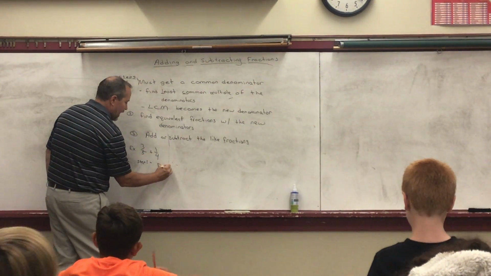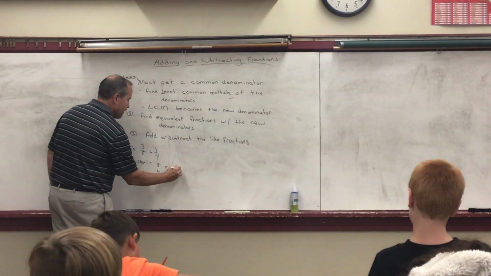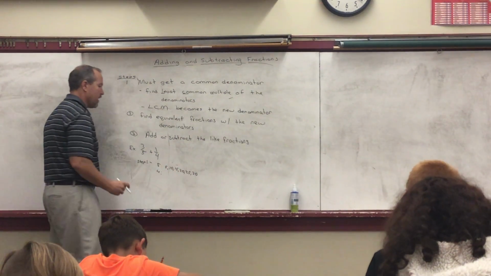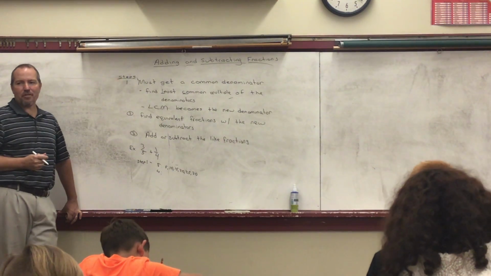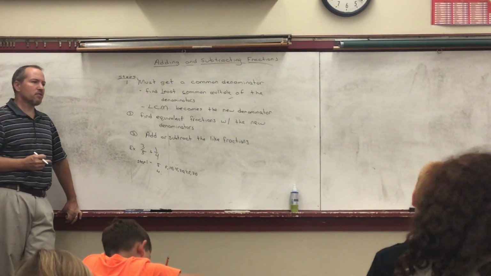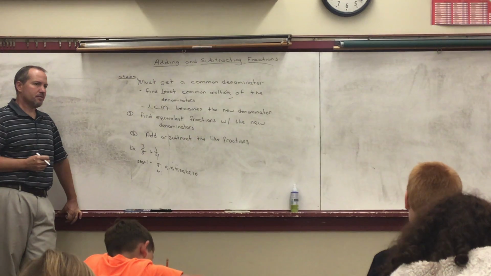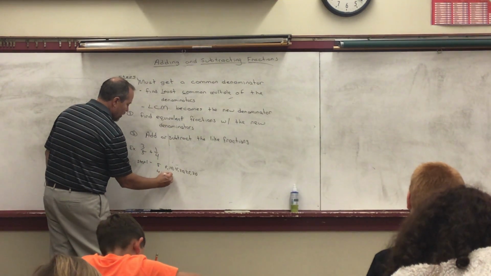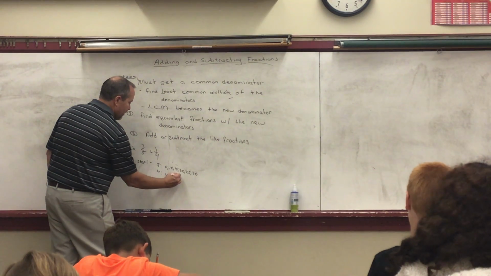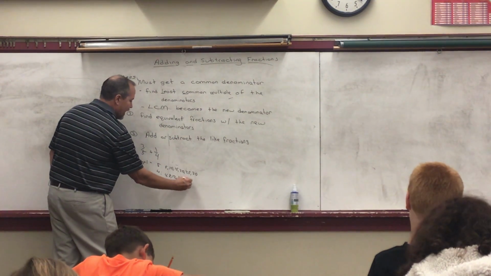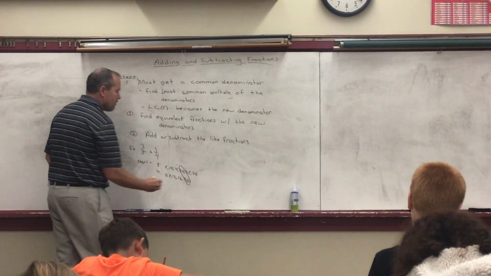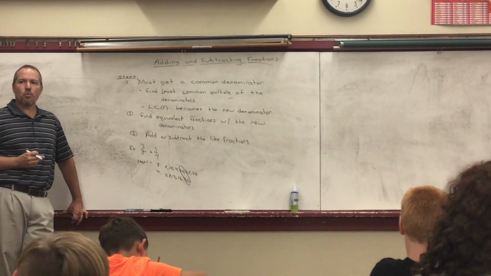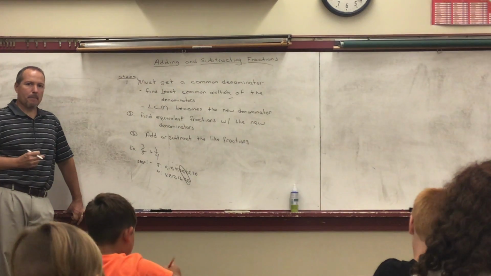Multiples of 5 are 5, 10, 15, 20, 25, 30. Do they stop at 30? No, multiples never end. Multiples of 4 are 4, 8, 12, 16, 20. I can stop at 20 because 20 is the smallest one that's in both sets.